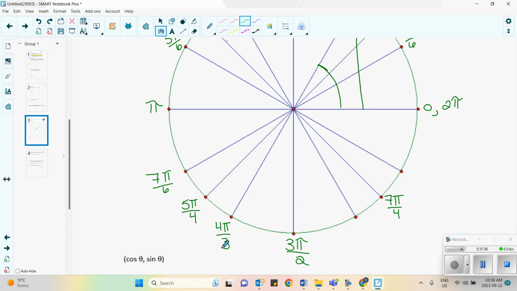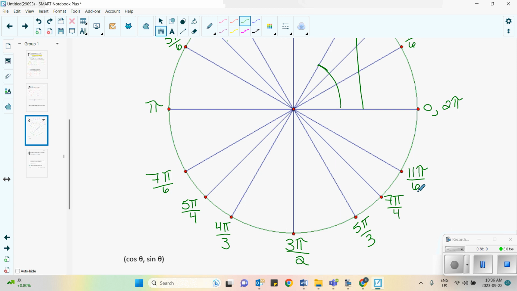3 pi over 2, 9 pi over 6. This one's going to be 10 pi over 6. Am I going to write 10 pi over 6? 5 pi over 3. This one is 11 pi over 6. And then this one up here would be 12 pi over 6. So you can map out the rest of that unit circle.